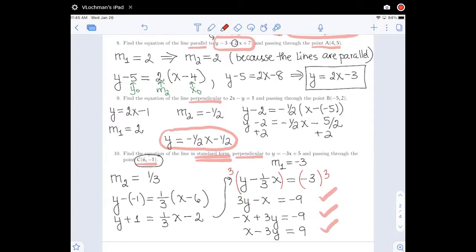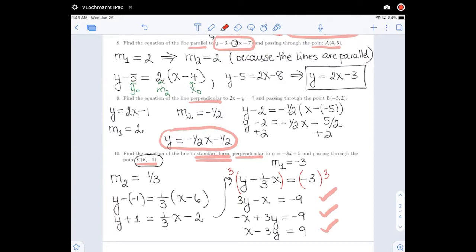I'm not really picky when it comes to this, as long as they are consistent, right? So as long as they're mathematically correct. All right, so this is it. That's your standard form of the equation that we're trying to figure out. Okay, let's go ahead and check it.